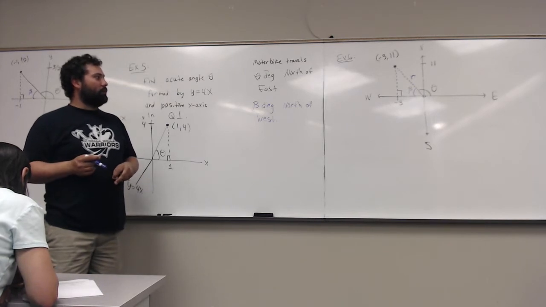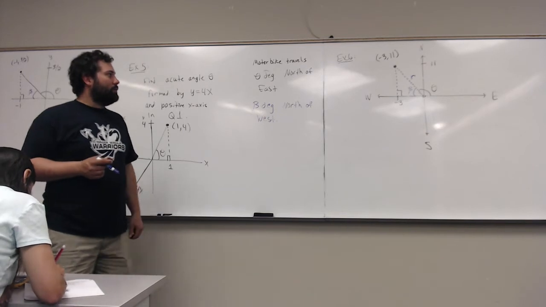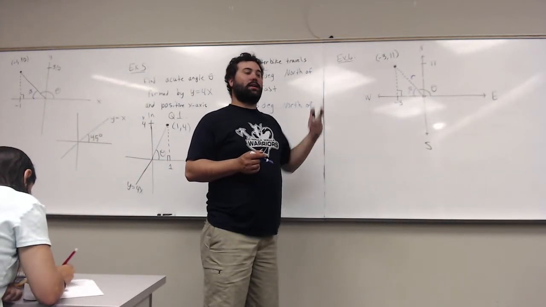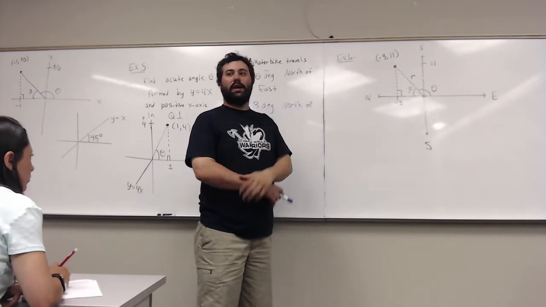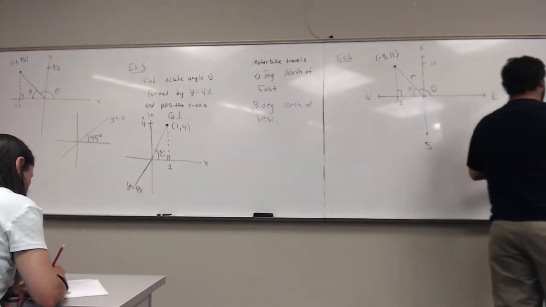Like I said, we'll get into the bearing stuff in more detail later. I think beta is easier to find. In fact, if I was going to find theta, I would find beta first anyways. So first of all, what's going to be the distance traveled?